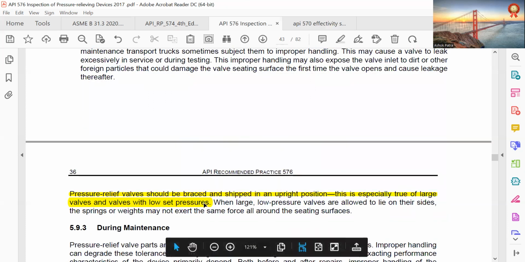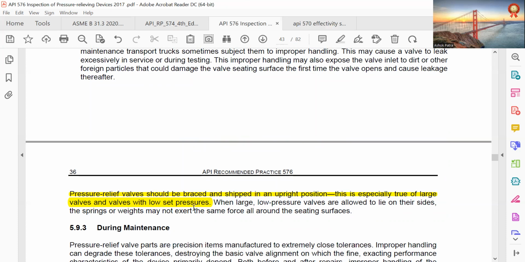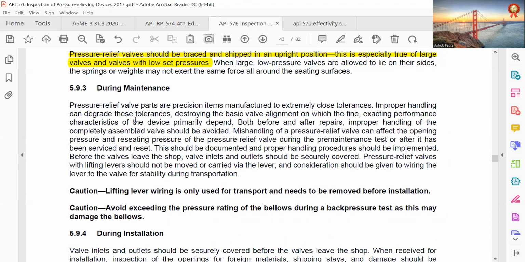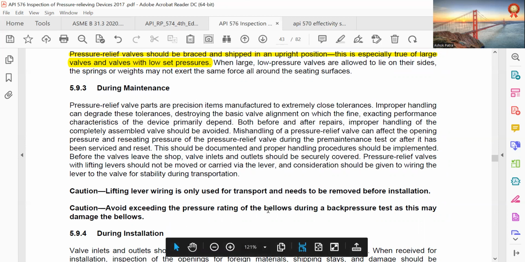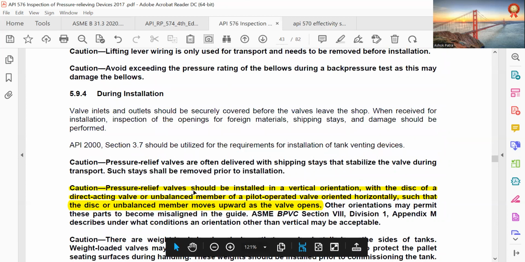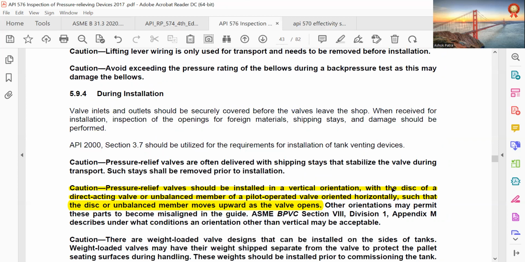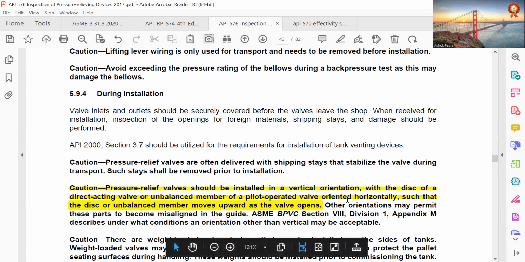During shipment, pressure relief valves should be braced and shipped in the upright position. This is especially true for large valves and valves with low set pressure. During maintenance, lifting lever wiring is only used for transportation and needs to be removed before installation. Avoid exceeding the pressure rating of the bellows during the back pressure test, as this may damage the bellows. Pressure relief valves should be installed in a vertical orientation with the disc on a direct acting valve or unbalanced member. A pilot operated valve may be oriented horizontally so that the disc or unbalanced member moves forward as the valve opens.